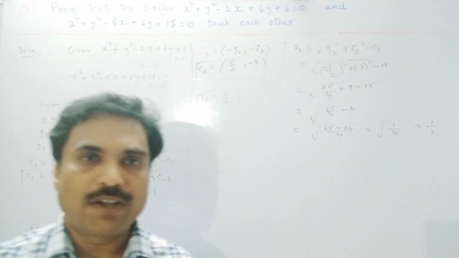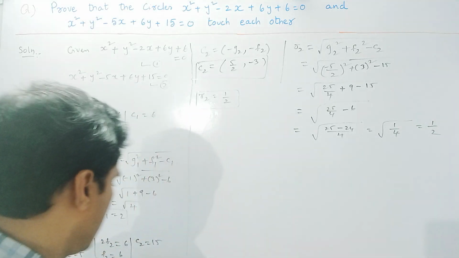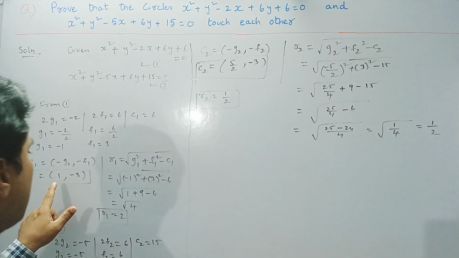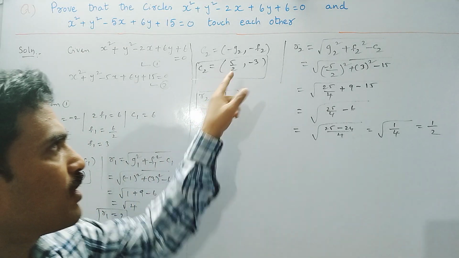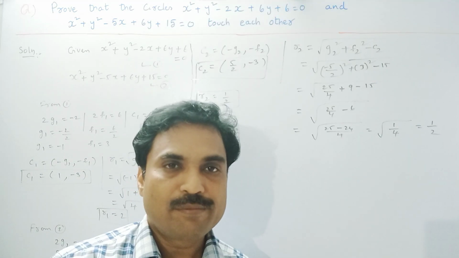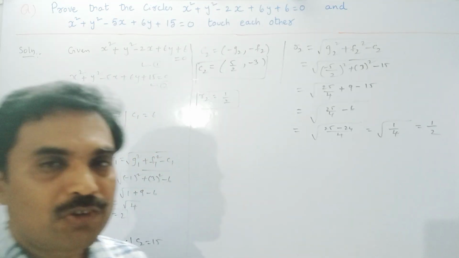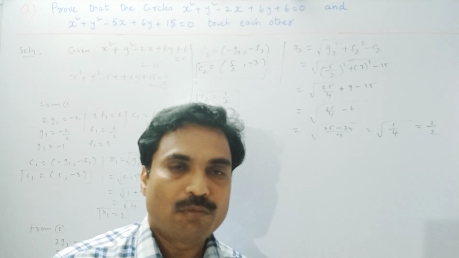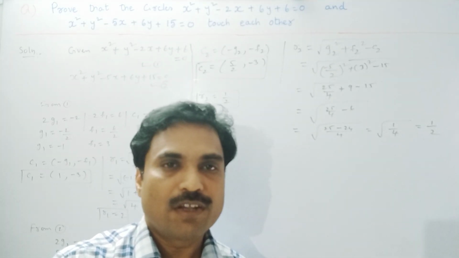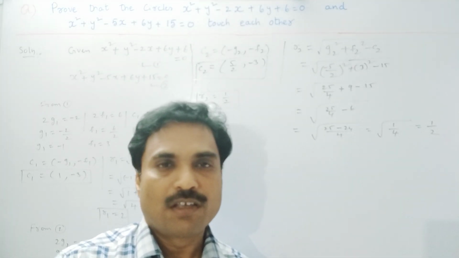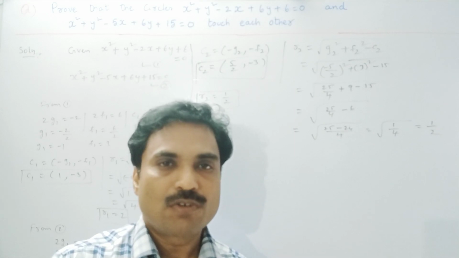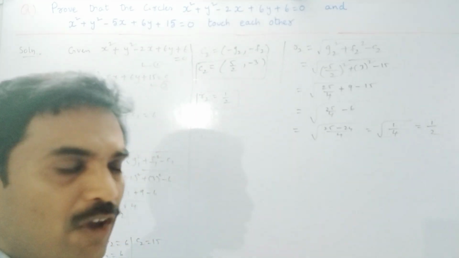The next step, you need to find the distance between C1 and C2. So what is C1? C1 is 1 comma minus 3. And what is C2? 5 by 2 comma minus 3. So how to find the distance between 2 points? Use the distance formula between any 2 points x1 y1 and x2 y2. What is that formula? That is the square root of x2 minus x1 whole square plus y2 minus y1 whole square.